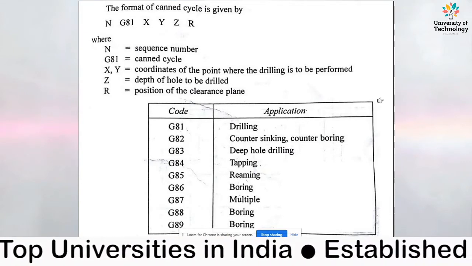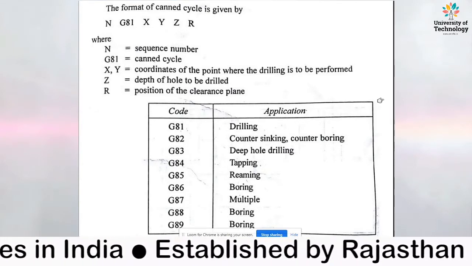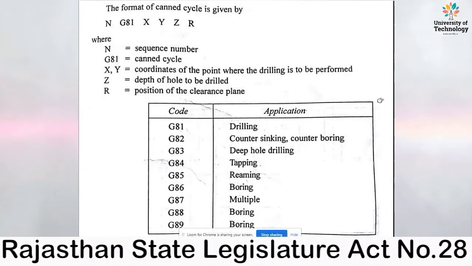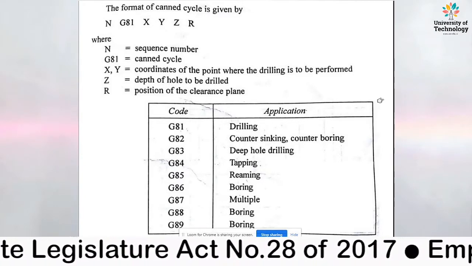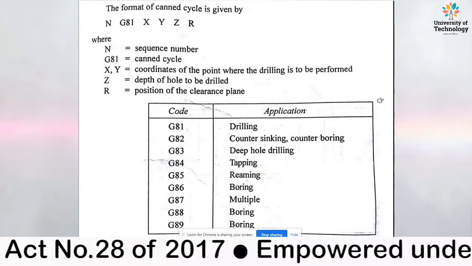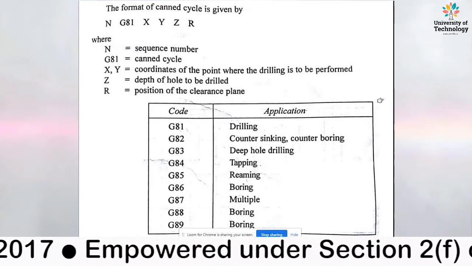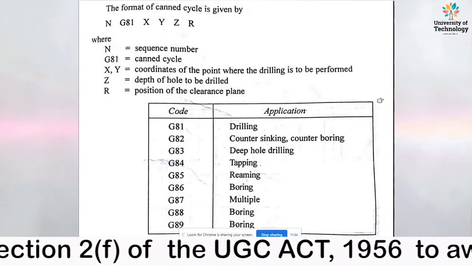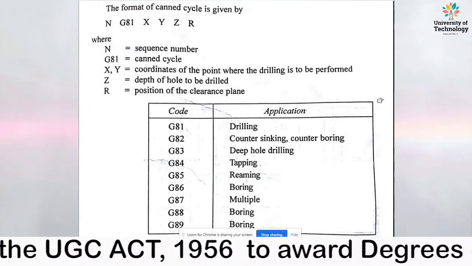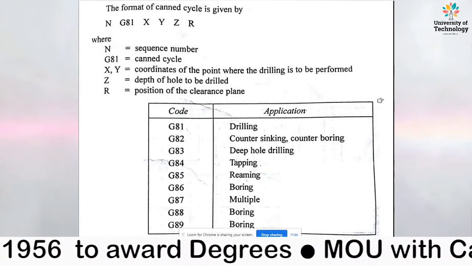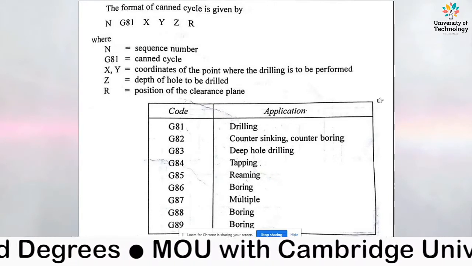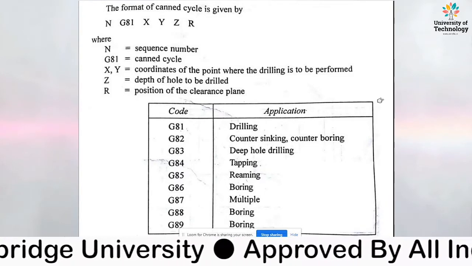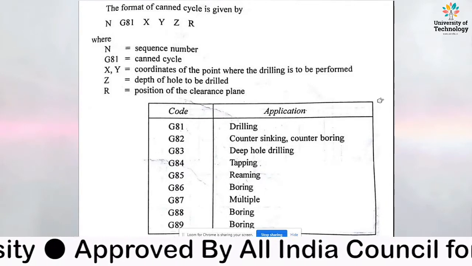Some G codes we will use for writing a part program: G81 is drilling, G82 counter sinking or counter boring, G83 deep hole drilling, G84 is used for tapping, G85 reaming, G86 boring, G87 multiple boring, G88 is boring, and G89 is also used for a boring operation that differs in diameter or depth.